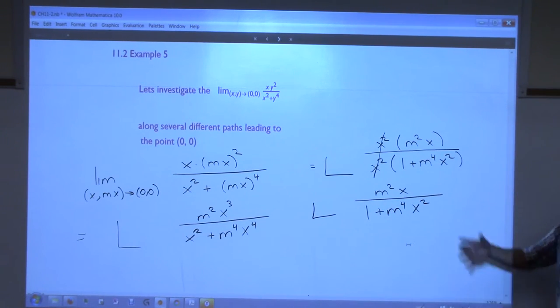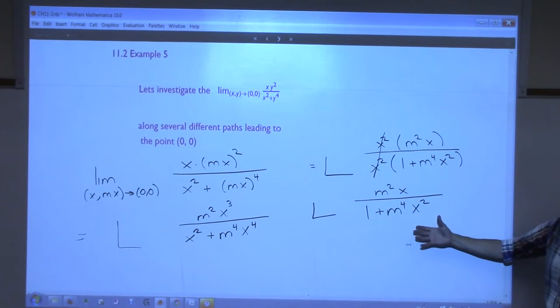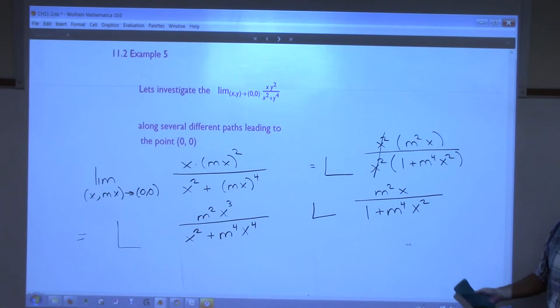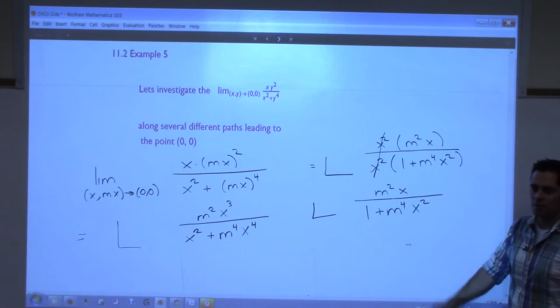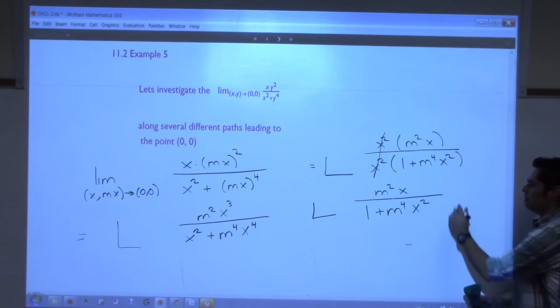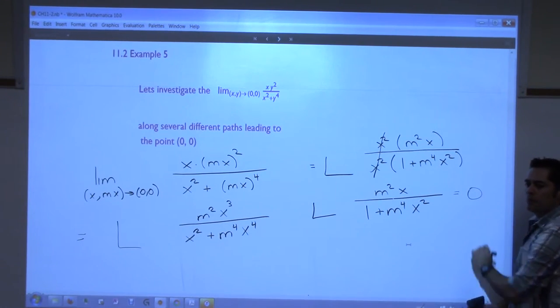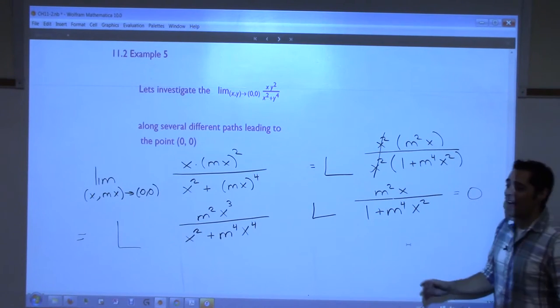So what am I supposed to let go to what here? Let x go to 0, and what do you get? 0 regardless of m, right? Regardless of what you choose m to be. If you choose m to be any number, go ahead, give me a number, fix it. I don't care what it is. This limit's going to go to 0, isn't it? For all m. So that means every path. This is crazy.